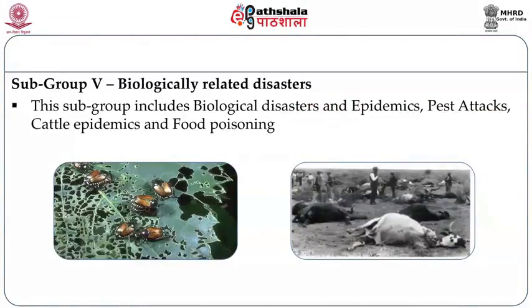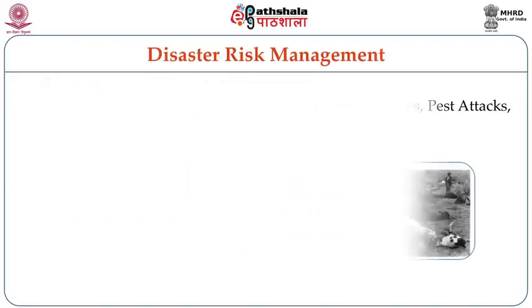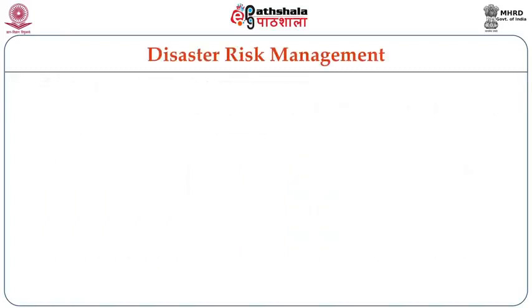Now subgroup number 5 is the biologically related disasters. This subgroup includes biological disasters and epidemics, pest attacks, cattle epidemics, etc. and even food poisoning. Now let's come to what is disaster risk management.